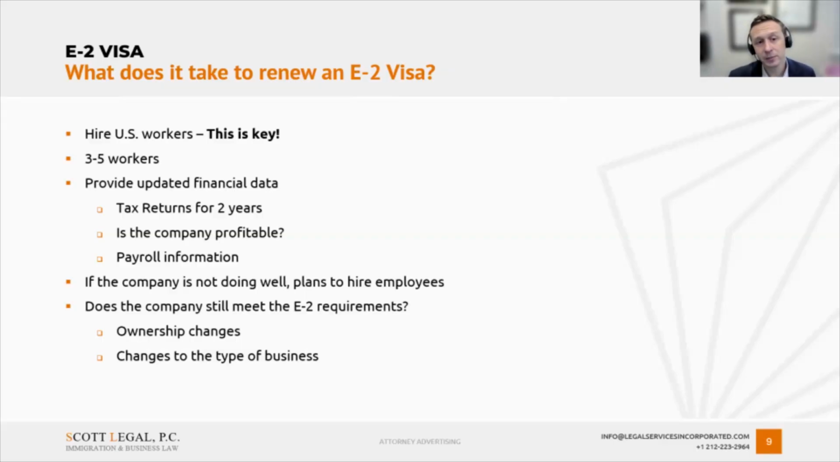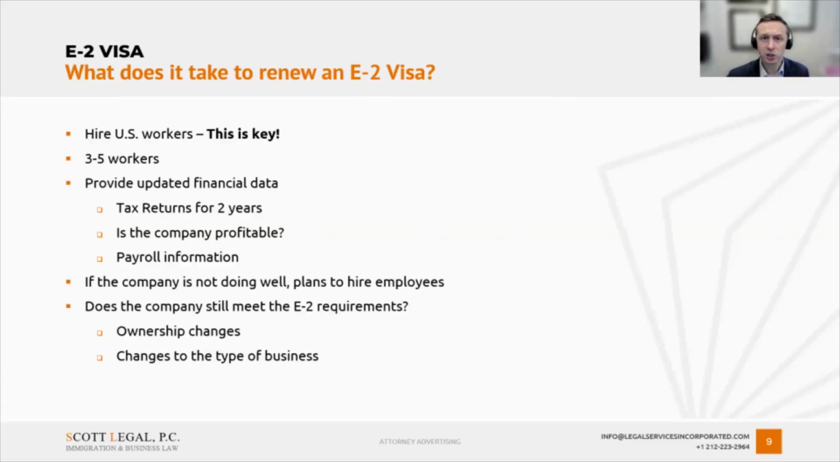Next, make sure that the company still meets the E2 requirements. You always want to maintain at least 50% ownership as the E2 investor. If you're selling equity, just make sure you have that 50%. It's okay if your equity changes as long as it's always above 50% or equal to 50%. The moment your ownership share drops below 50%, you immediately lose eligibility for an E2 investor visa. So this is critical.